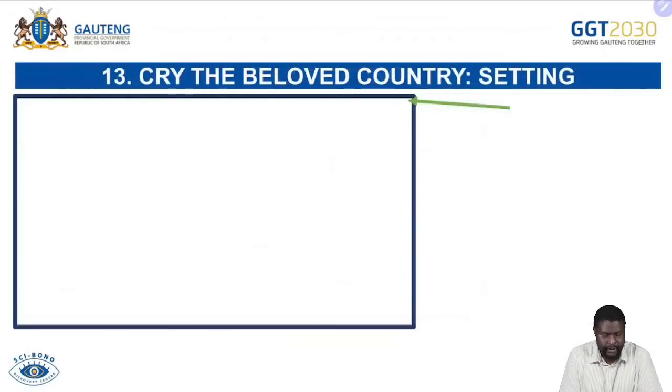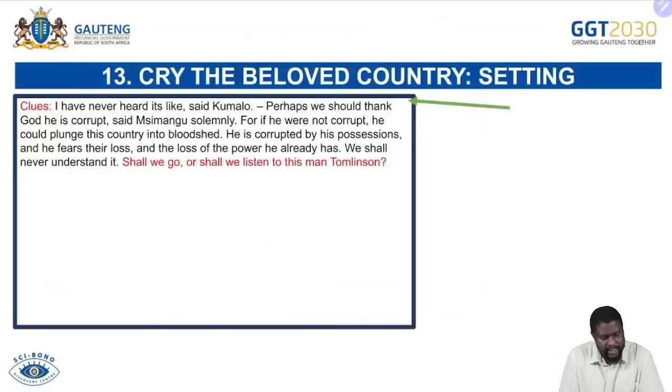Here's a clue. I have never heard its like, said Khumalo. Perhaps we should thank God he is corrupt, said Msimanga solemnly. For if he were not corrupt, he could plunge the country into bloodshed. He is corrupted by his possessions, and he fears their loss and the loss of the power he already has. We shall never understand it. Shall we go, or shall we listen to this man, Tomlinson? Khumalo, I could listen to him. Then let's go nearer. Here it's difficult to hear.